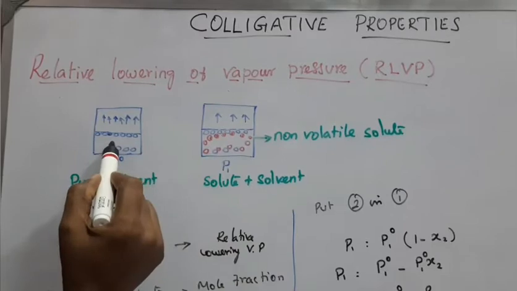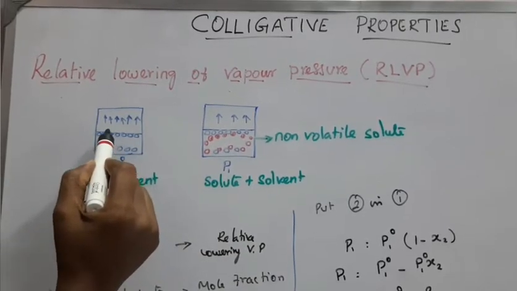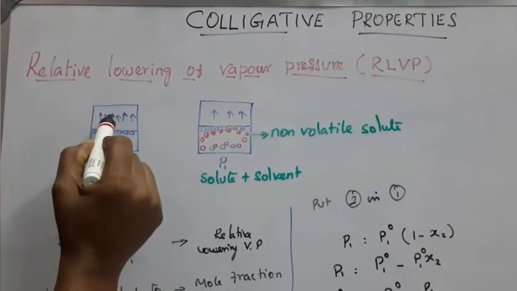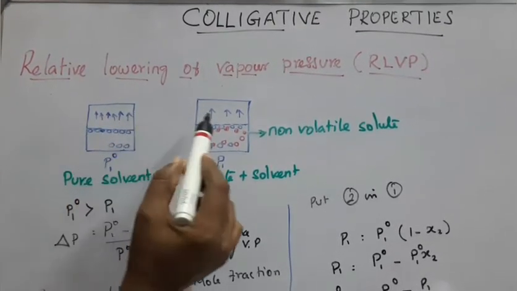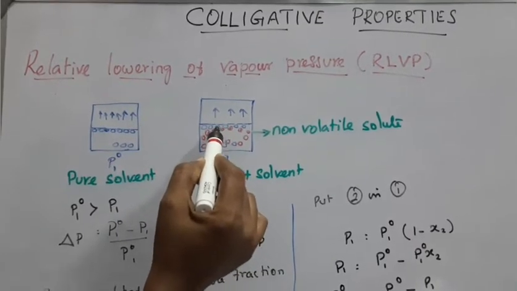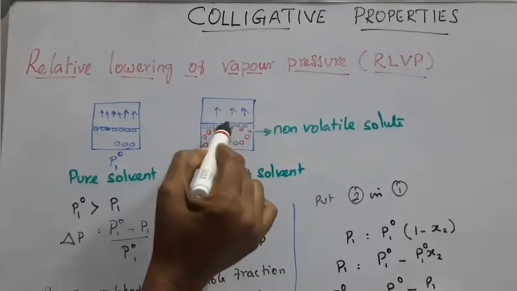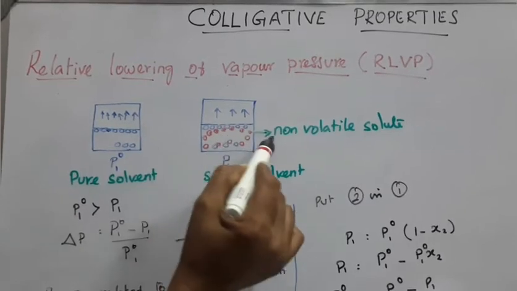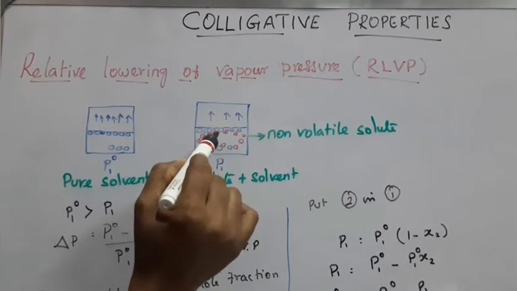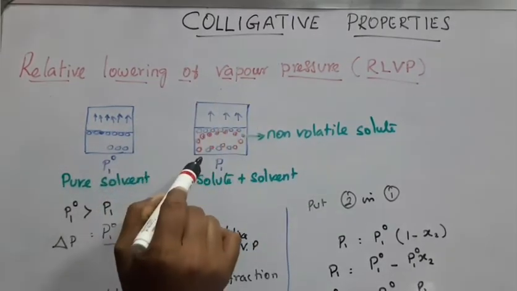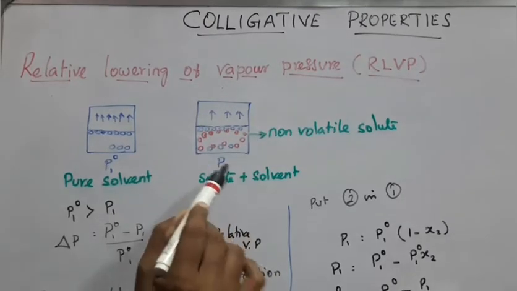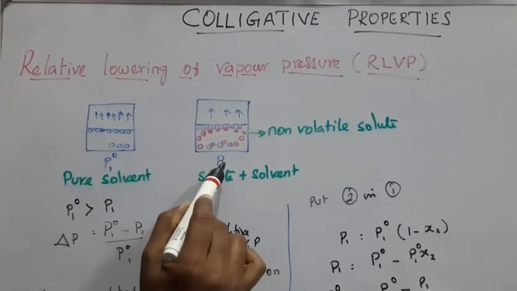The more surface area, the more evaporation, or vapor pressure, takes place. But here the solute particles occupy the surface. So what happened here? The non-volatile solute reduces the pressure of the solvent, and that is called lowering of vapor pressure. Only a little amount of solvent gets evaporated, which is the partial pressure of the solution.